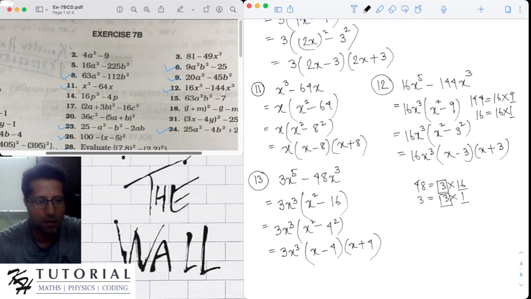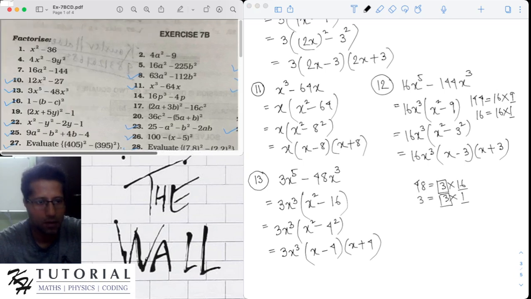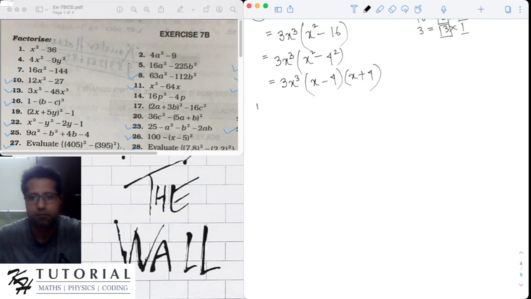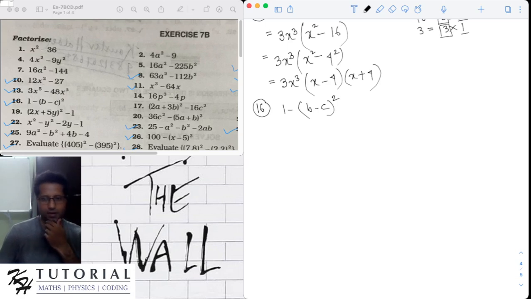Let's do problem 16. It is 1 minus b minus c square. Now we see that the polynomial is in the form of a difference of two expressions. The first expression is 1 and the second expression is b minus c square. The second expression is already in the form of a square, but the first expression is 1, and we know that 1 can always be written as 1 square.